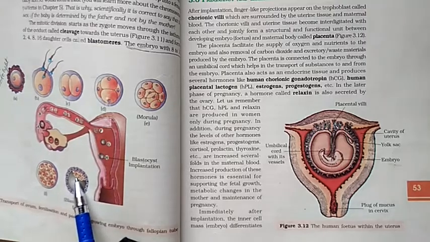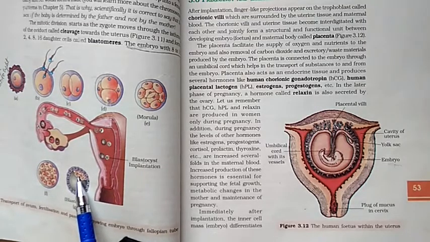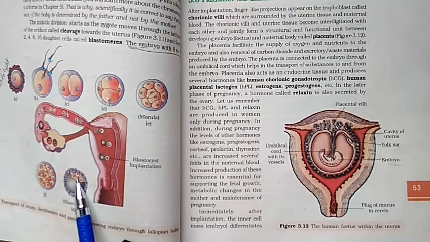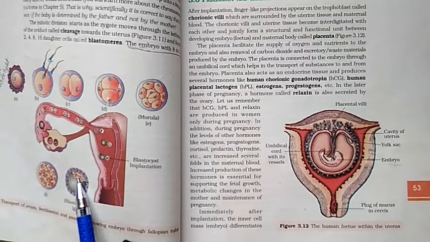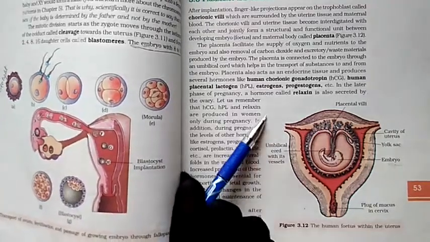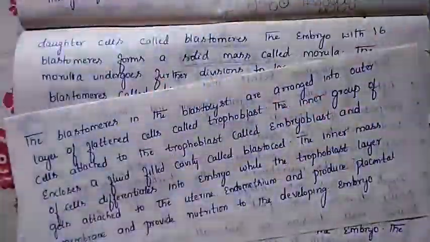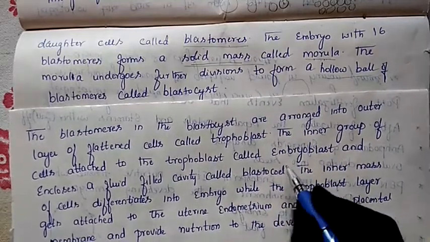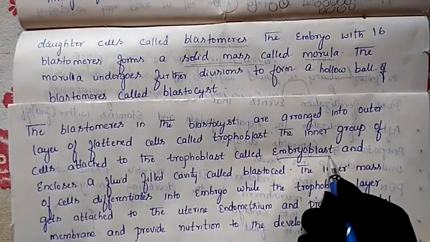And inside, we will also find a mass of cells. Mass means a group of cells. Inside the outer layer we will find a group of cells here. What is this group of cells? We are calling it the embryoblast.